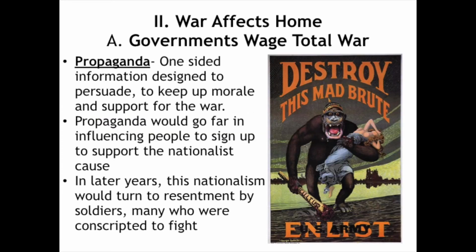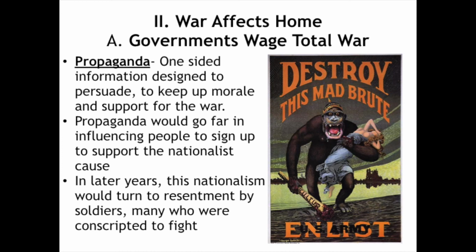So how do you get people on board with basically limiting their usage of things and luxuries that they enjoy? You do it through propaganda. You get people to believe in your cause. Now, propaganda is one-sided information designed to persuade and keep up the morale and support for the war. The propaganda would influence people to sign up for the war based on their nationalist ideals. And they would do this by demonizing the other side.